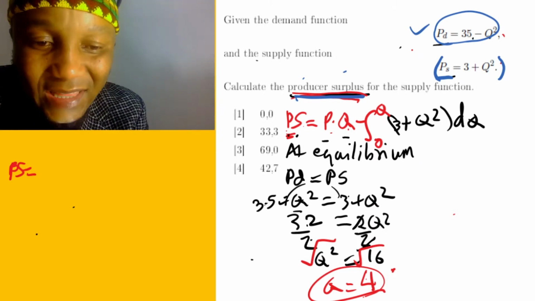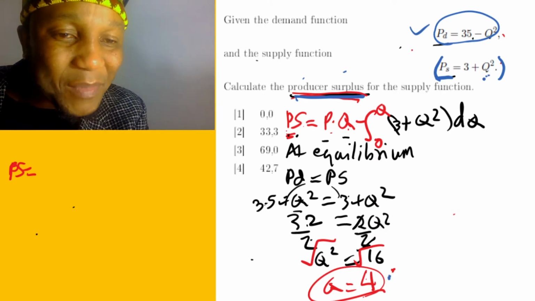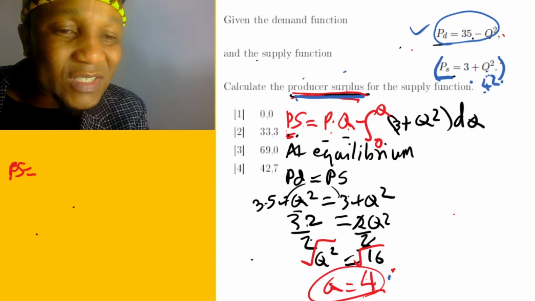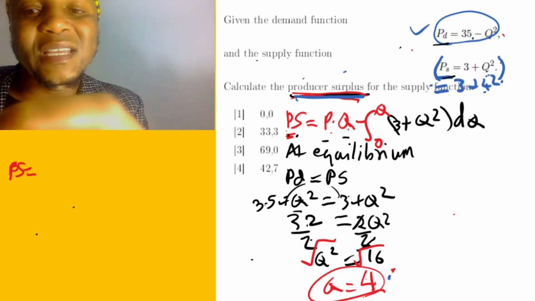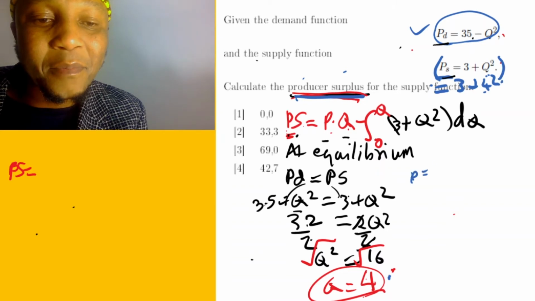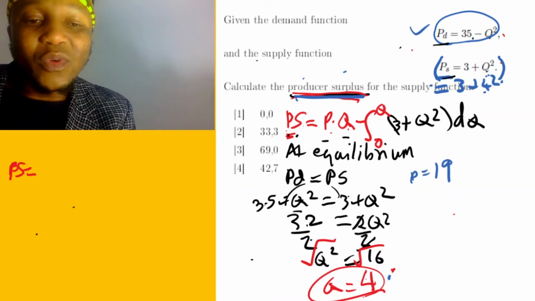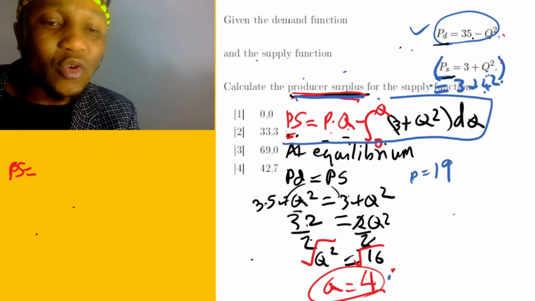So we're going to take this Q and plug in here. Q square means it's going to be 4 square. 4 square equals 16. 16 plus 3 equal to 19. So our P equal to 19. So simply say P equal to 19. So we're going to come here and substitute in this original equation.